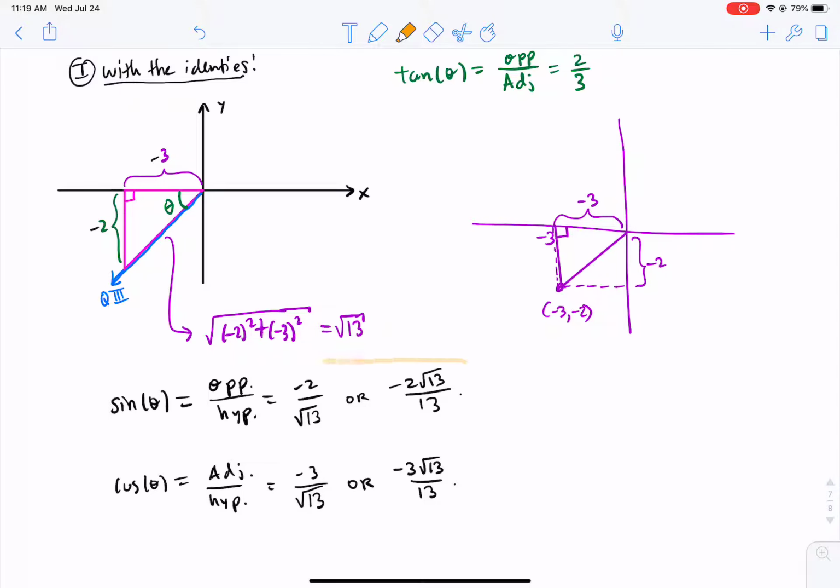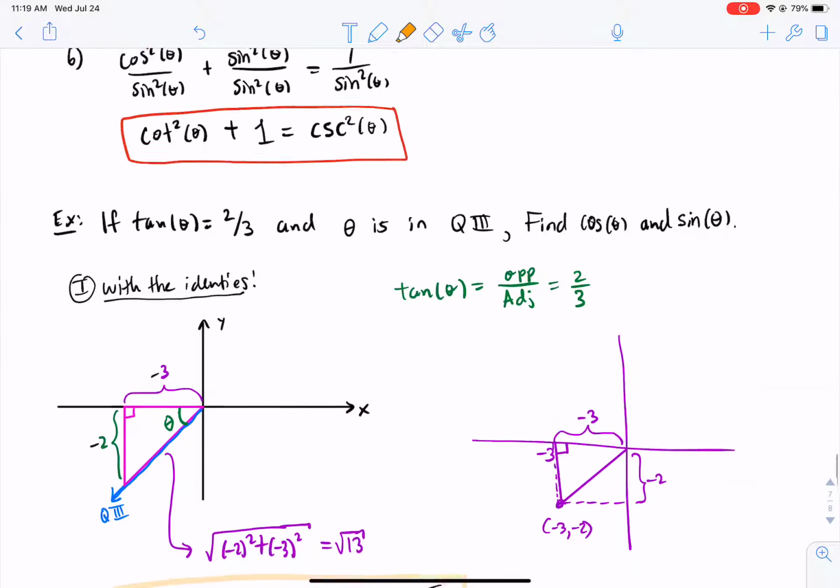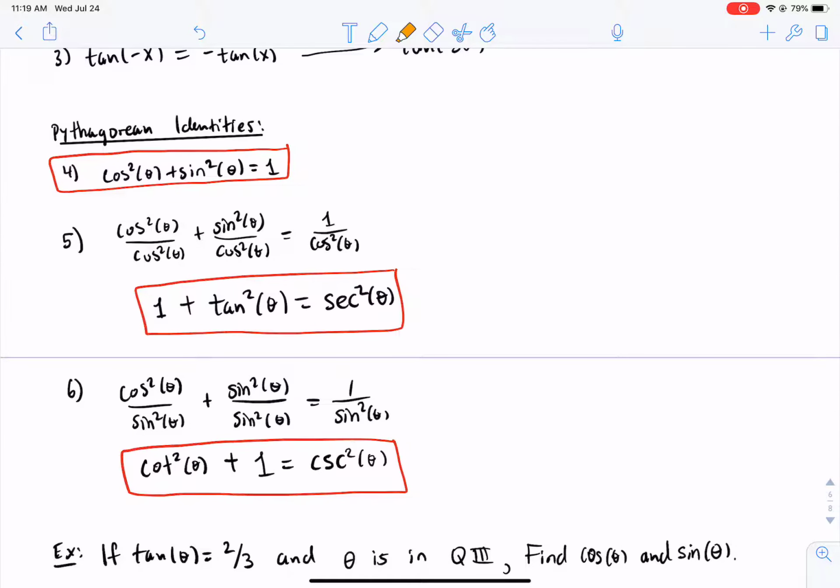Now let's apply the identity that might be useful. So what are we given? We're given tangent. If we take a look at these three identities here, which one will be useful, the first, second, or third one? We're told that tangent theta is 2 over 3. The second one.